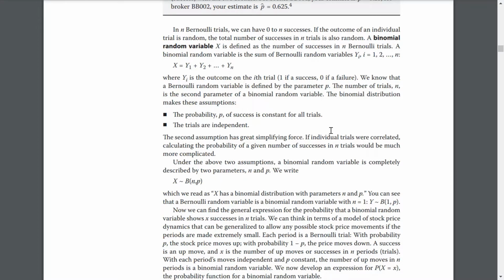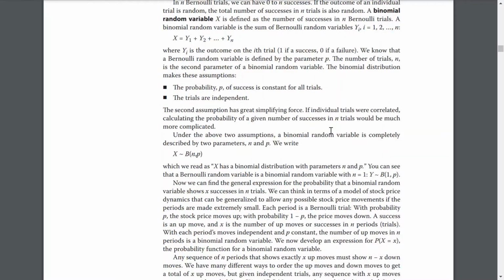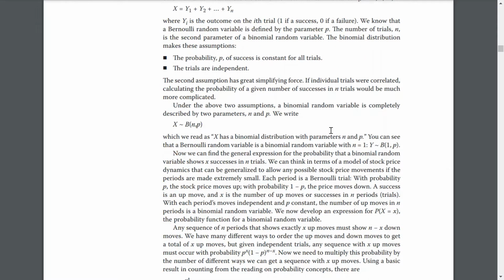We know that a Bernoulli random variable is defined by the parameter p. The number of trials, n, is the second parameter of a binomial variable. The binomial distribution makes the assumption that the probability p of success is constant for all trials. That's kind of a prerequisite that you have to have, or else if each trial is different, you're not going to be able to calculate any meaningful relationship.